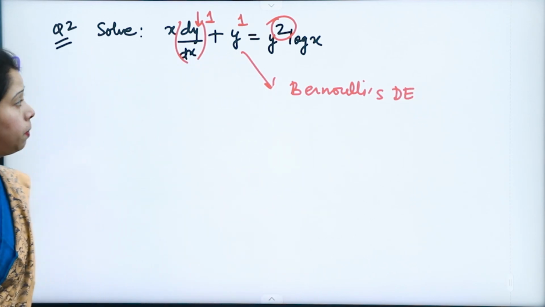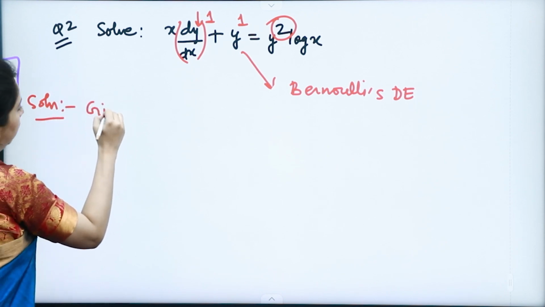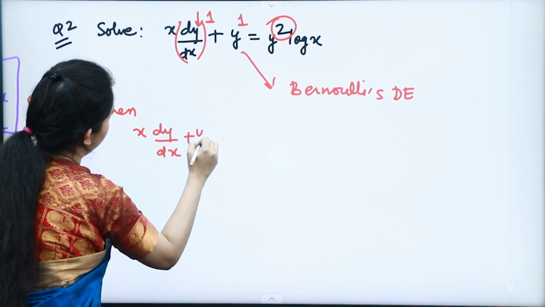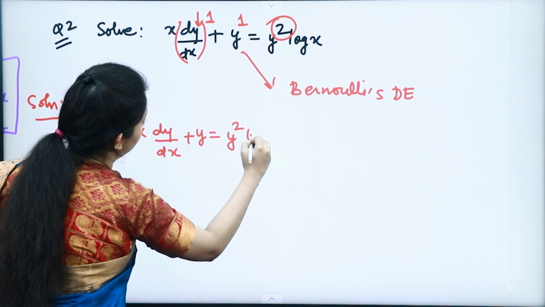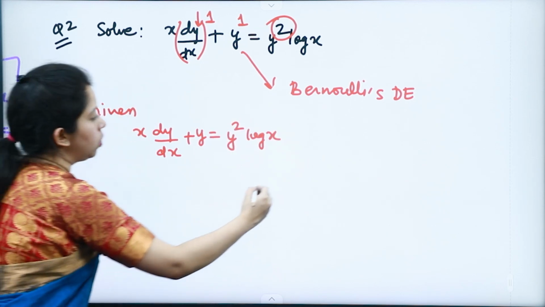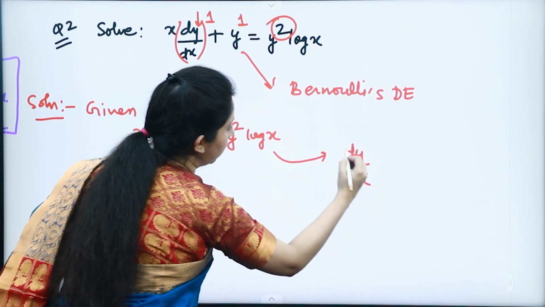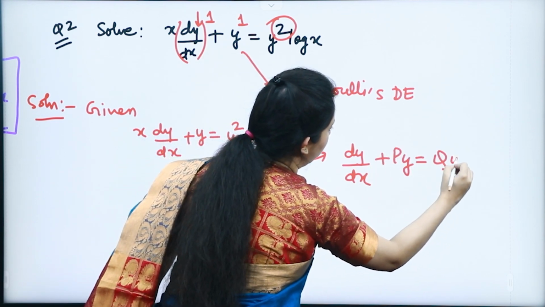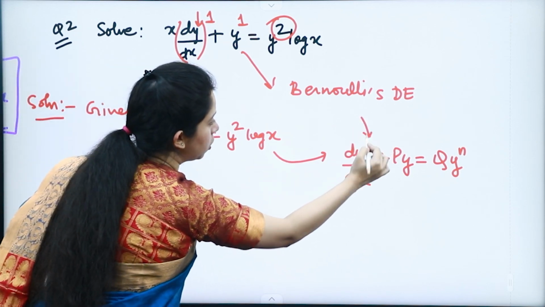Now how to solve this Bernoulli differential equation? We will begin by writing the given differential equation: x dy by dx plus y is equal to log x multiplied by y square. Here first you have to compare it with the standard form of the Bernoulli differential equation, that is dy by dx plus py is equal to q into y raised to the power n. So this is the standard form of the Bernoulli differential equation.